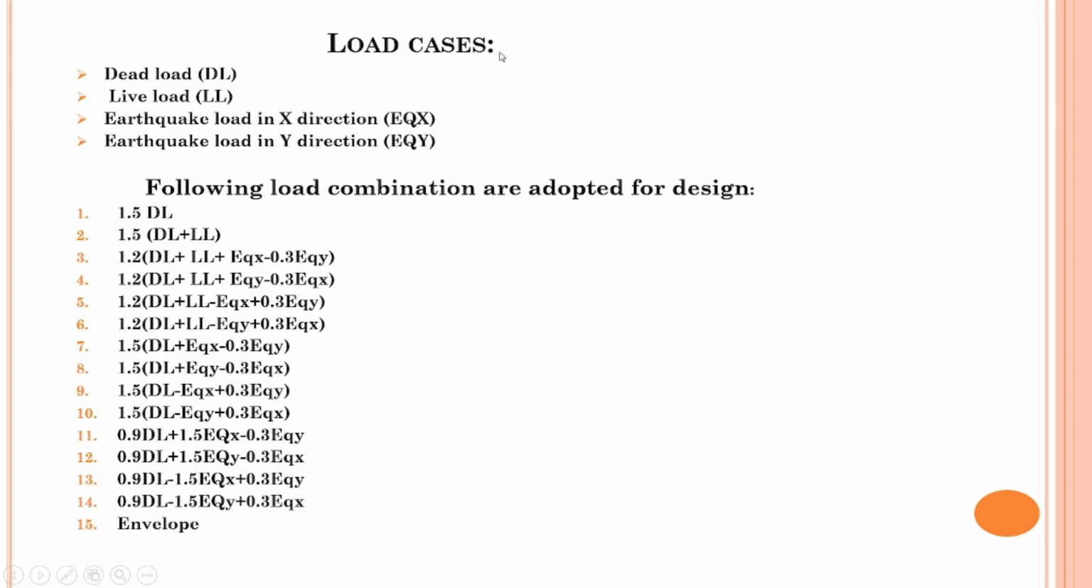And load cases and load combinations. What kind of load cases and load combinations are used in your software, ETABS? Like load cases: the dead load, live load, earthquake load in the x direction and y direction, and the 15 and 14 combinations, like 1.5 dead load, 1.5 dead load plus live load, like these, and you can add this. The presentation is included, so you have considered it in your project.